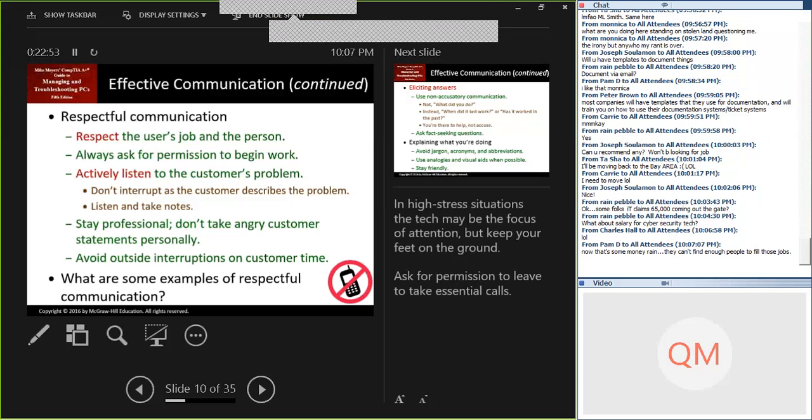But different jobs have different procedures. Some places don't want you to ever do that. Other places are like, if they curse at you, you can end the call. It depends on where you work.